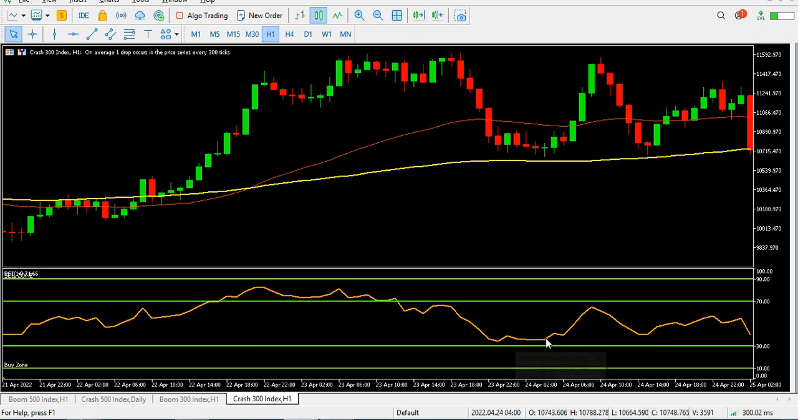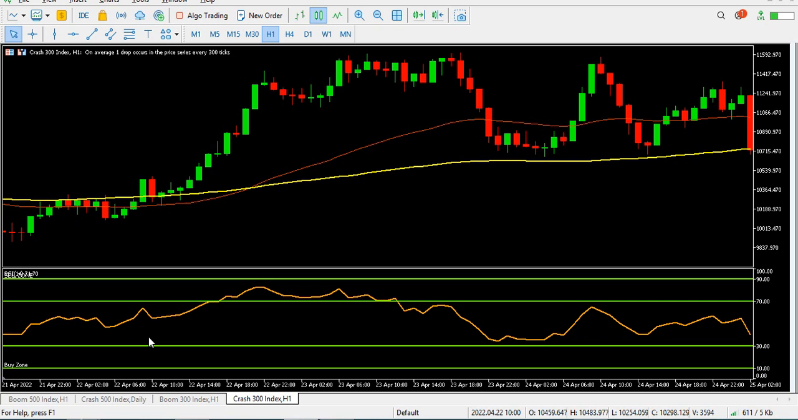It has to approach 30 before we can enter it. When it approaches 30 and it crosses it, then we can think of entering the market. I hope you get my point. When it crosses it and the RSI approaches 30, that is when we can think of entering the market. But that is not all we need.